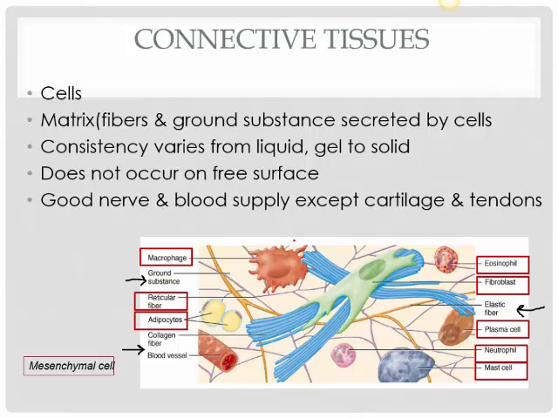Apart from that, some features of connective tissue: they have to have their own cells. These cells are not necessarily closely packed with each other. They are distributed, but they are different types of cells. They have fibers, which are like threads, and they have a substance in which the fibers and the cells are embedded. That substance is called the ground substance. That ground substance and the fibers are secreted by the cells. So fibers and ground substance together are called matrix.